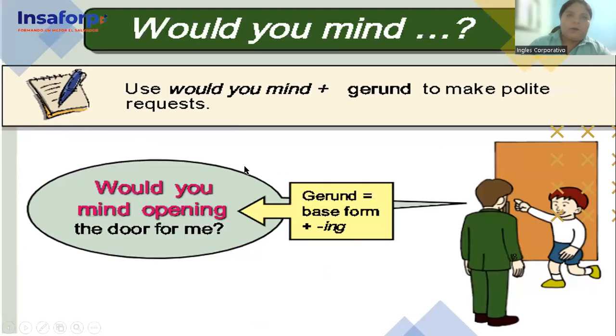Okay. Now we're going to check another structure: would you mind? Would you mind in Spanish? What's the meaning? Any idea? Would you mind opening the door for me? ¿Te importaría abrir la puerta por mí? So that's another way to make a request. The structure we need to follow is would you mind plus gerund.